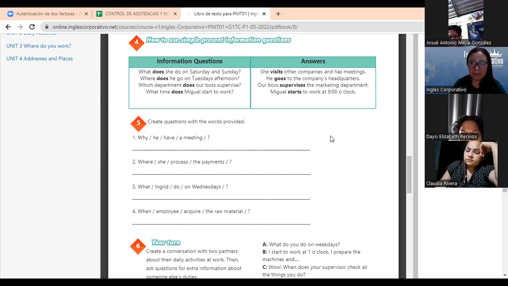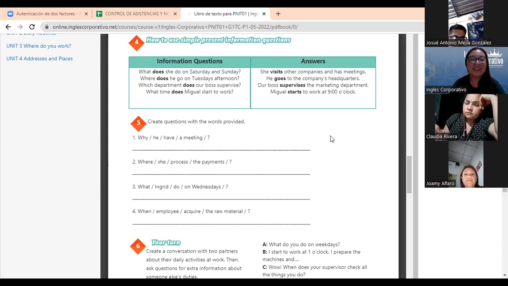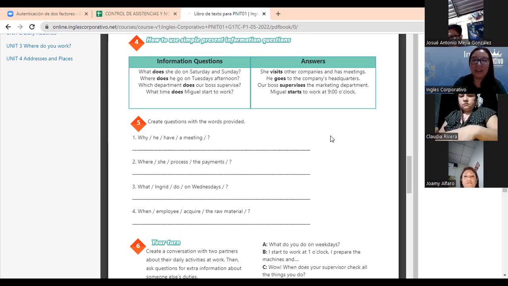Number three. What do Ingrid on Wednesday? ¿Eso está correcto o está incorrecto? Me falta el dos. ¿Qué pasa con Ingrid? Es tercera persona. What does Ingrid on Wednesday? She works. Repitamos. What does Ingrid on Wednesday? ¿Y el verbo dónde lo dejó? Ah, perdón. Ahí lo tiene. What does Ingrid do on Wednesdays? That is correct. What does Ingrid do on Wednesdays? And what's the answer? She works. Perfect.